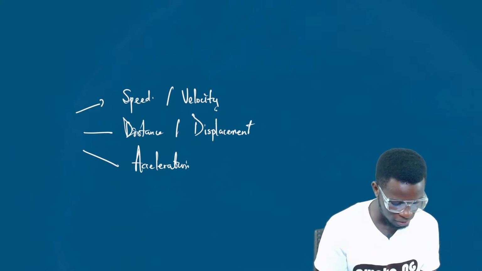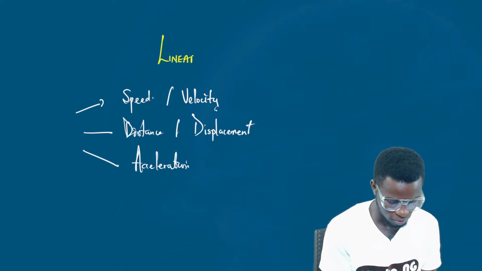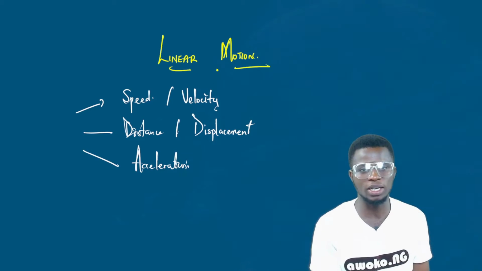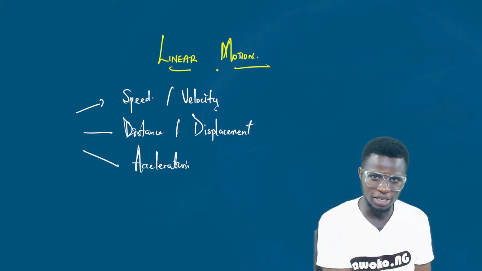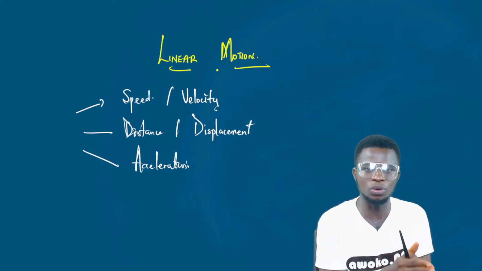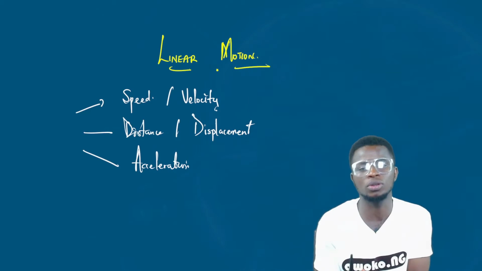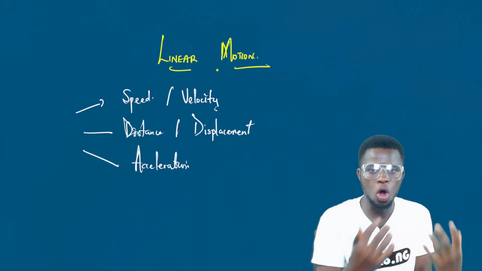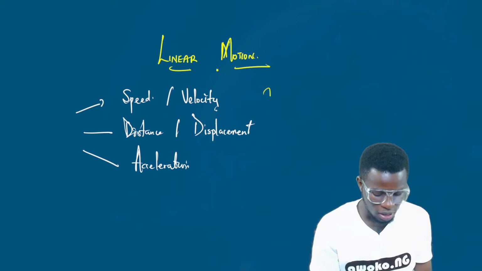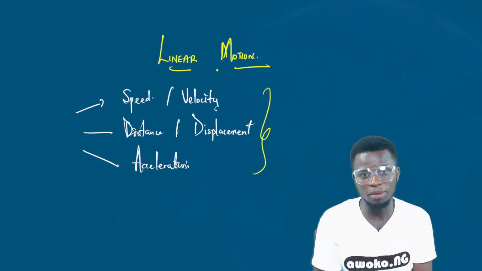All these are going to be discussed under the topic linear motion. Linear motion is basically the motion of an object or objects on a straight line. It is the combination of two root words, linear and motion. Linear means moving on a straight line or path, while motion talks about the movement of an object or a particle from one point to another. So we are going to discuss these three concepts, if time permits us.